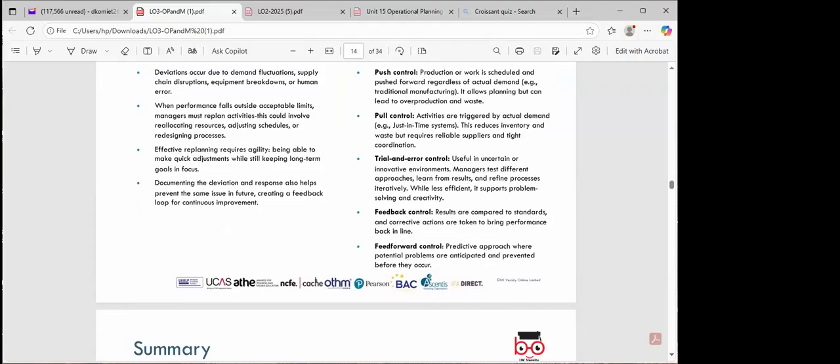That is okay. Feed forward control is a predictive approach where potential problems are anticipated and prevented before they occur. So those two, feedback control and feed forward control, they are very good.